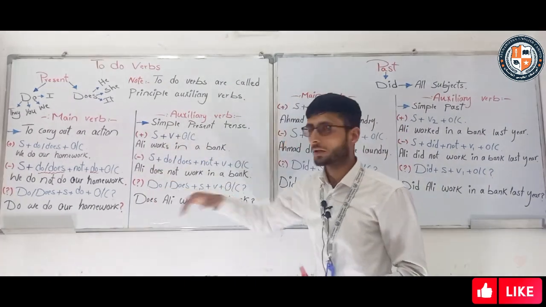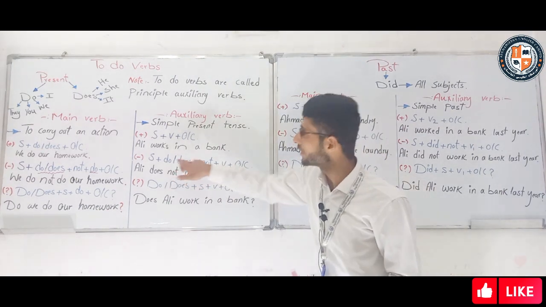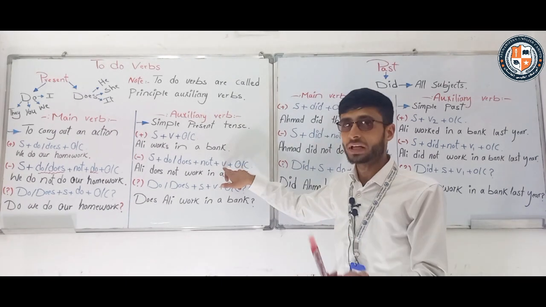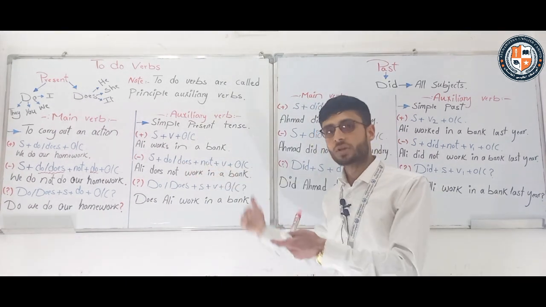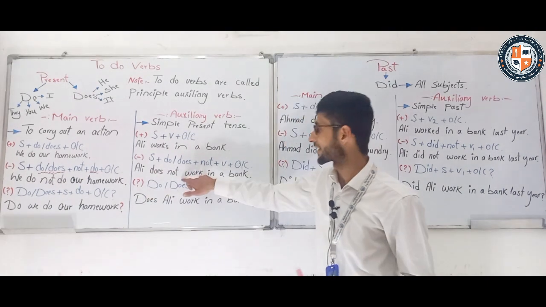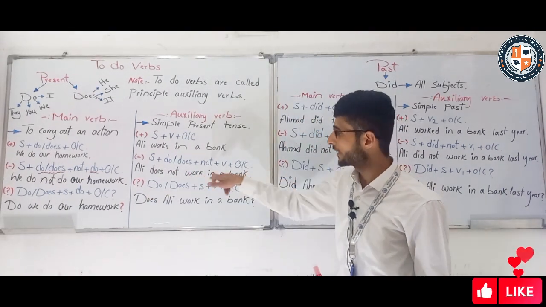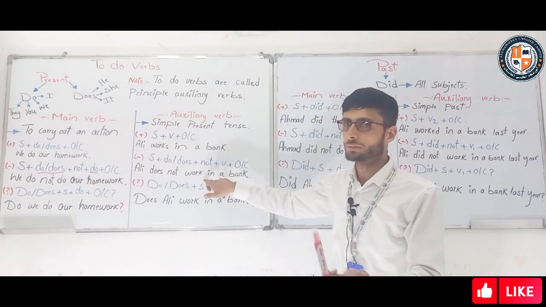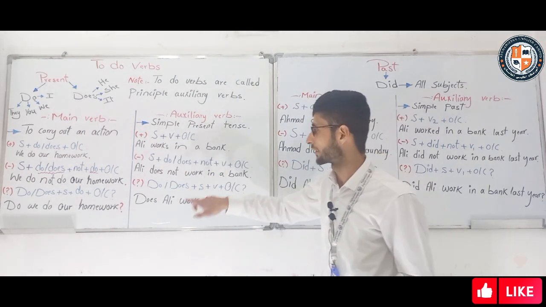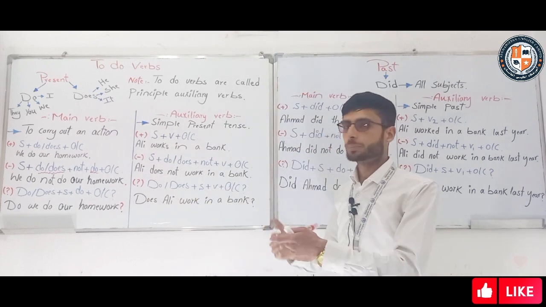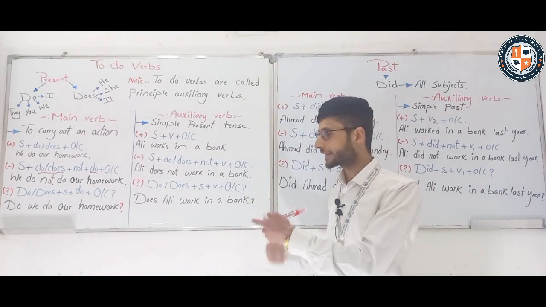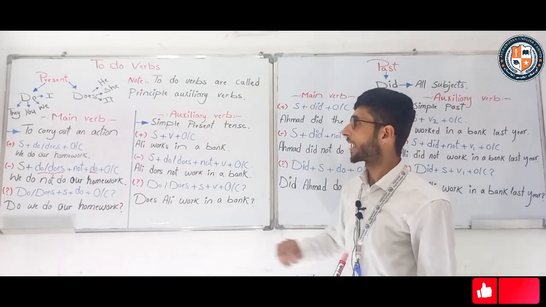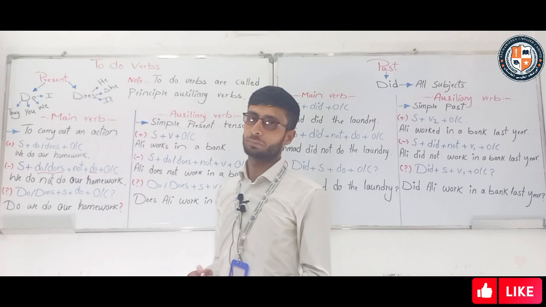In negative form and question form, we should bring do and does as an auxiliary verb. Why? Because in here we have a main verb. Do and does work as an auxiliary verb. Ali does not work in a bank. And here we have a rule. In positive form we have S or ES, but in negative form we should remove it. It's according to simple present tense. In question form, we should bring our auxiliary verb, that is do and does, to the beginning of our sentences. Does Ali work in a bank? These are to-do verbs in simple present tense.